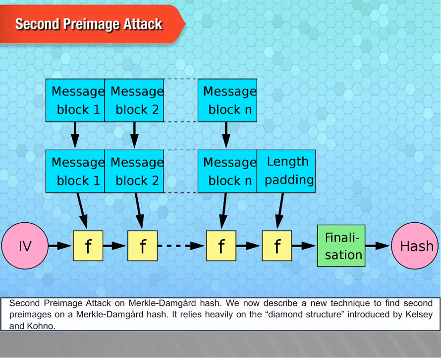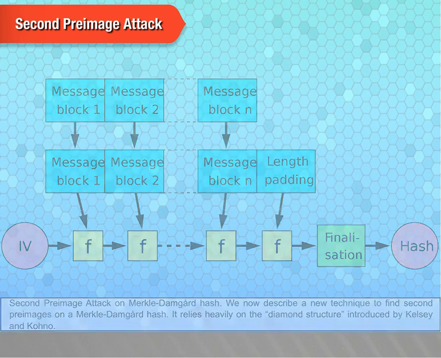Second pre-image attack. Second pre-image attack on Merkle-Damgård hash. We now describe a new technique to find second pre-images on a Merkle-Damgård hash. It relies heavily on the diamond structure introduced by Kelsey and Kohno.